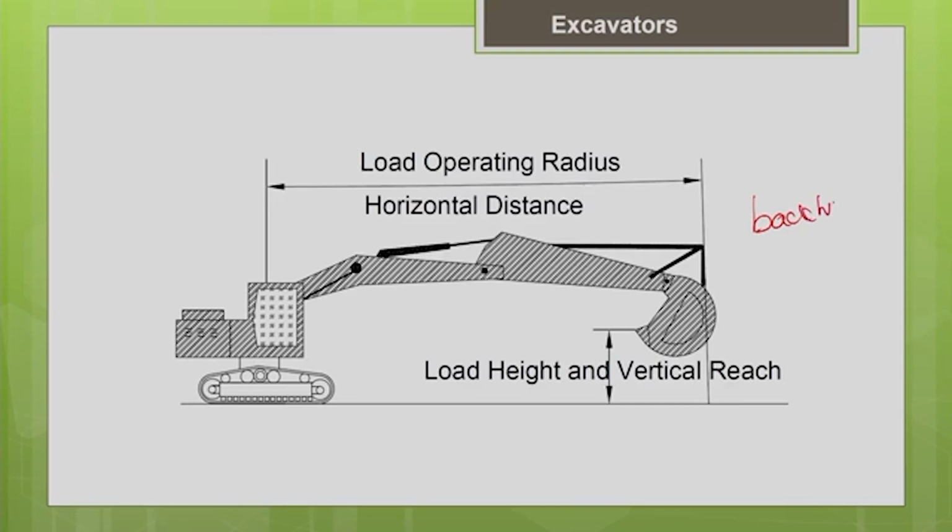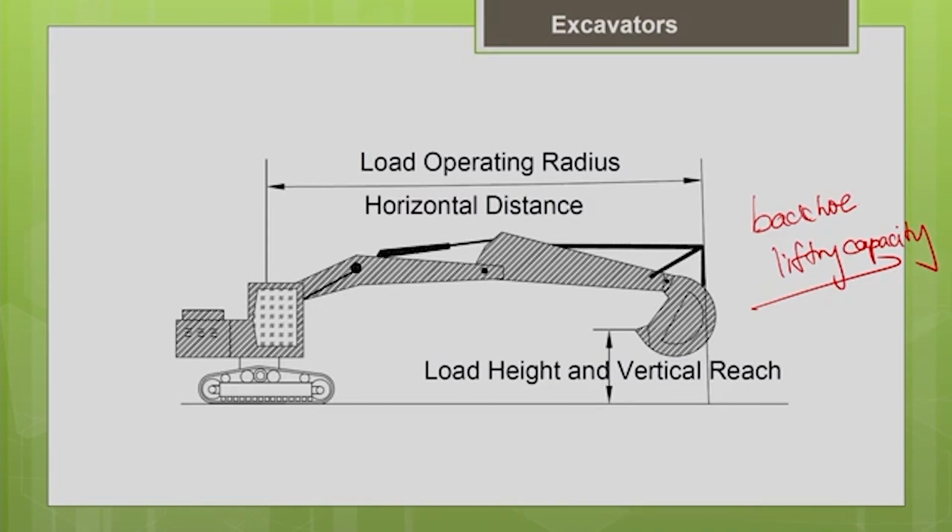So, when they provide the lifting capacity for the backhoe, they will give you a complete chart. This is because it also belongs to the cranes family. So, all these operations and the analysis are somewhat similar to the crane. You can see that based upon the operating radius, the lifting capacity of the machine will vary.